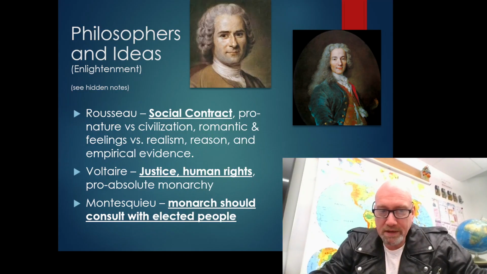Okay, Montesquieu. Another thing you should remember about Montesquieu is the monarch should consult with elected people, which is a type of constitutional monarchy. And he advocated for branches. Branches, I should also mention, are important in both Canada and the United States today. In the United States, the legislative branch would be the Congress and the Senate. The executive branch would be the President, and the Supreme Court of the United States would be the judicial branch.